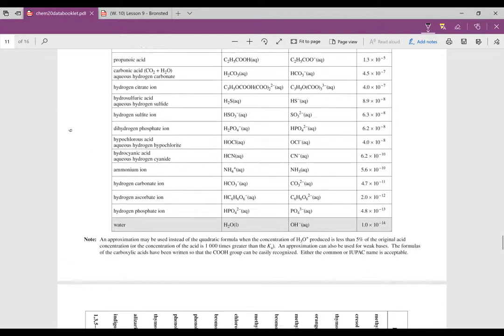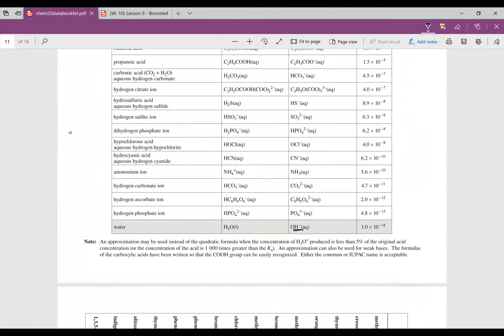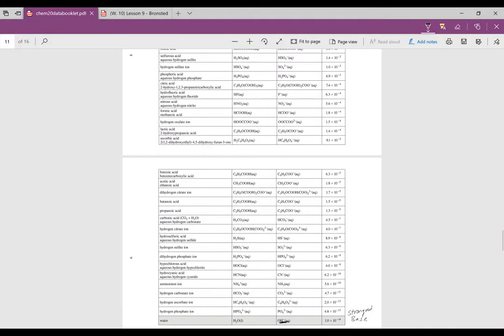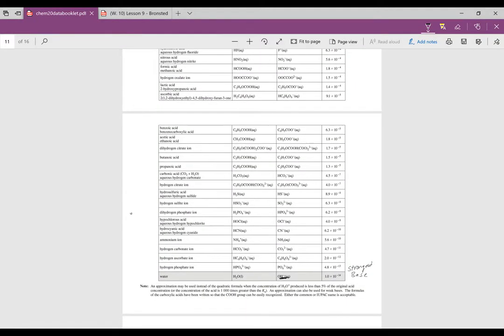Now, the strongest base, as I'm sure we're aware of now, is OH negative. So that means your strongest base is found on the bottom rightmost section. So strongest base. And this can help us identify what kind of equation is going to occur.